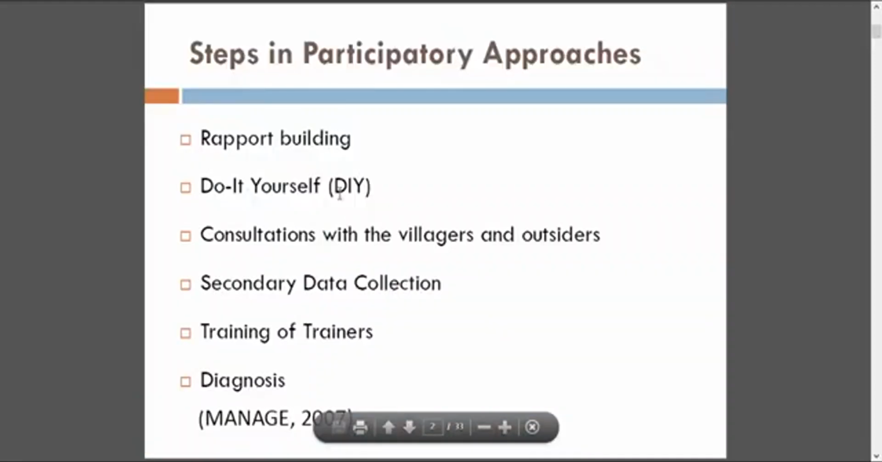So today we will start by going through the steps in participatory approaches, with the first step being rapport building. This is very important, because if the community is not comfortable with you, they will not open up and they will not be able to air out their views or give their suggestions.